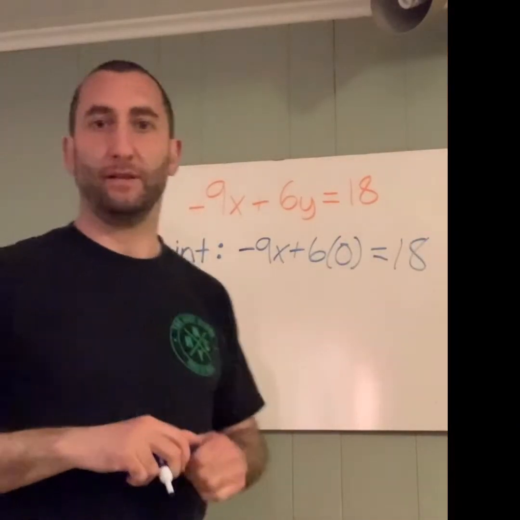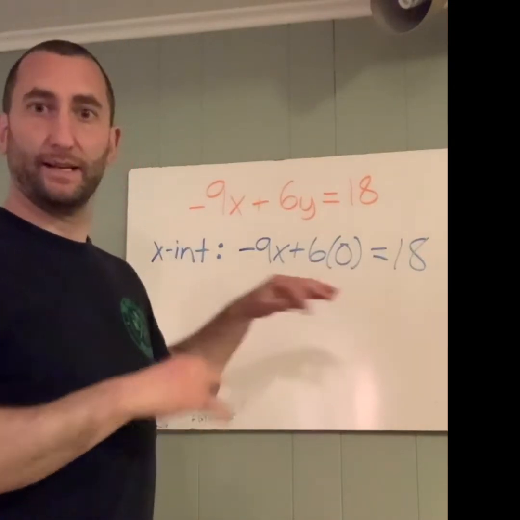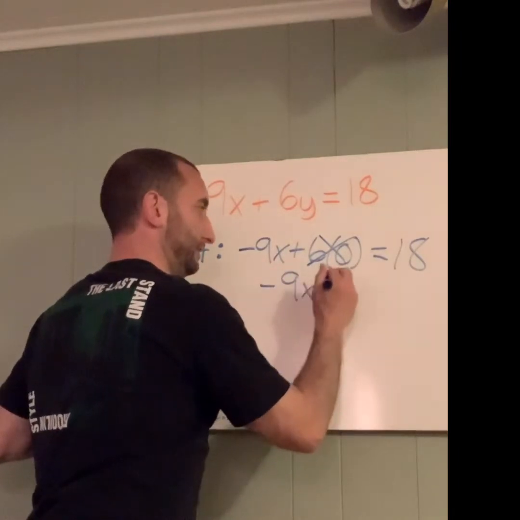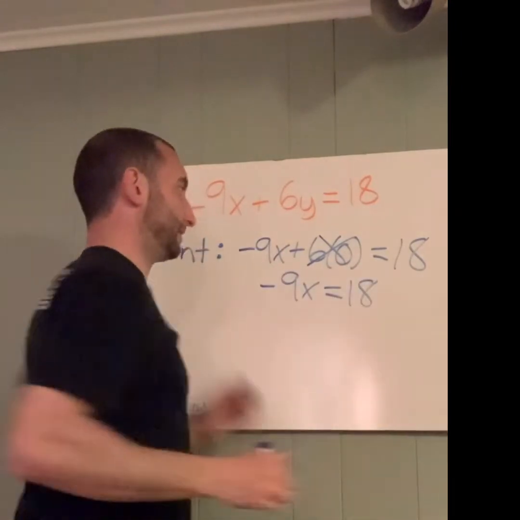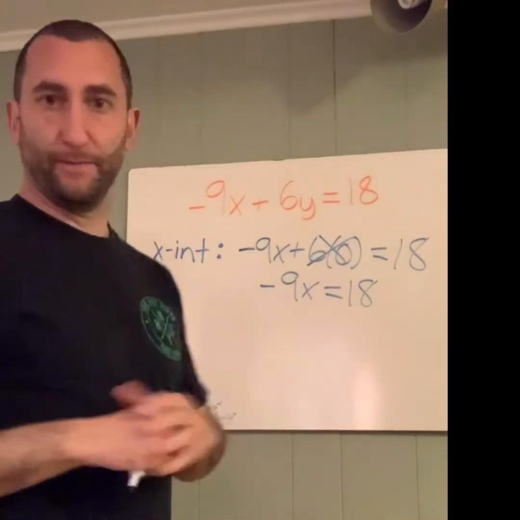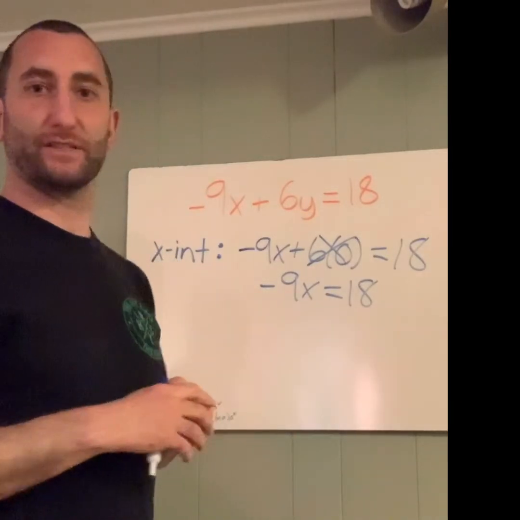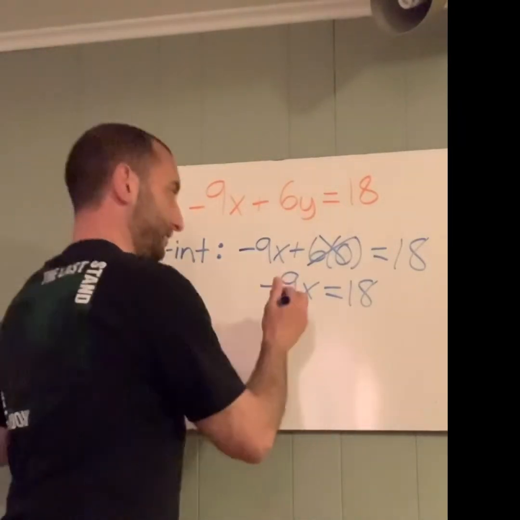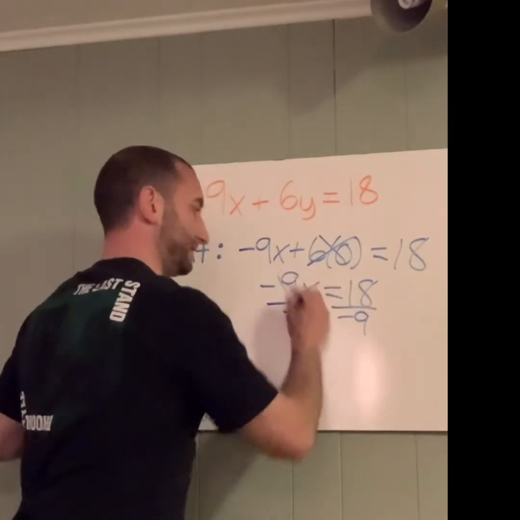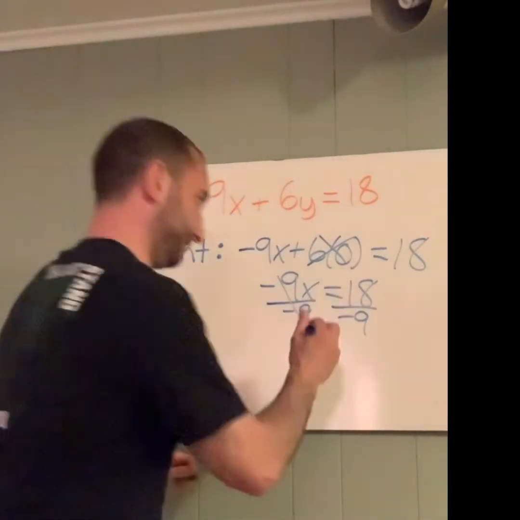Now, why is that helpful? What's any number times 0? Exactly that, 0. So this disappears. We have negative 9x equals 18. All right, we've done one-step equations forever. What did we do? Negative 9 times x equals 18. We do the inverse operation. What's the inverse of multiplying? Dividing. So divide both sides by negative 9, and that will get x by itself. 18 divided by negative 9 is negative 2.